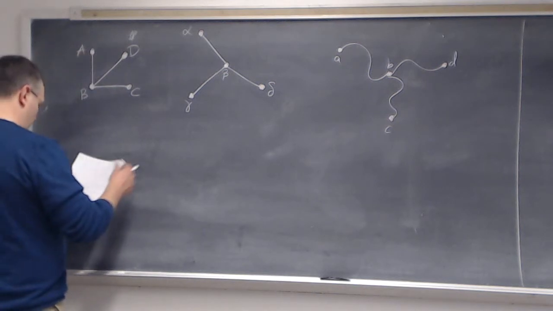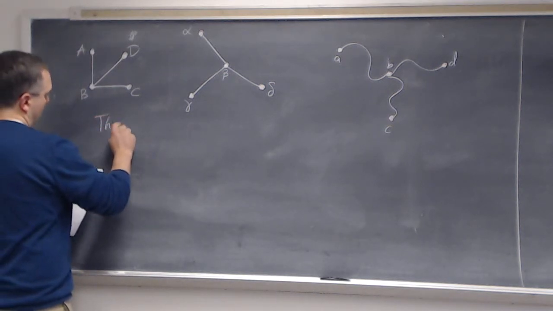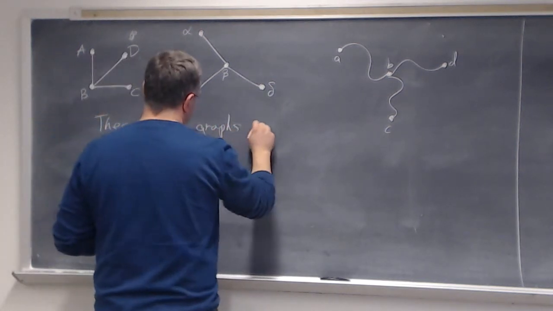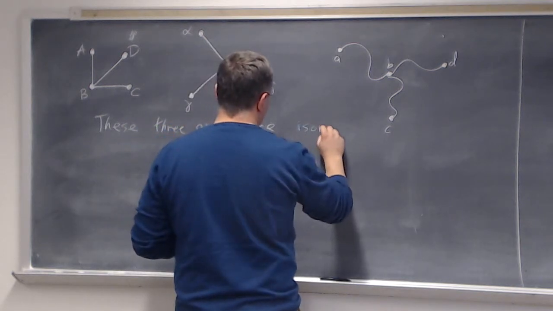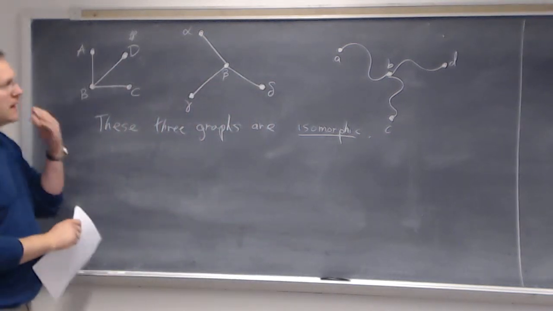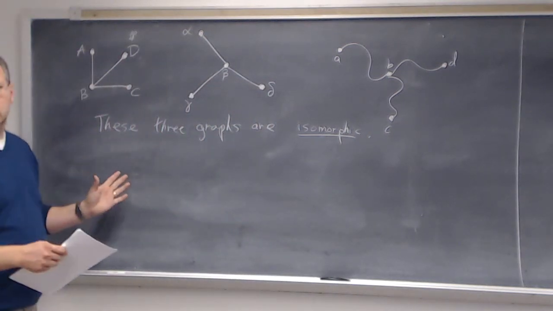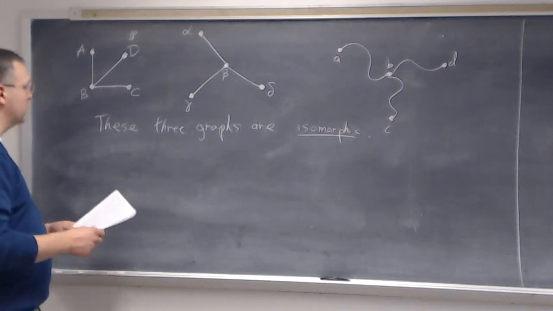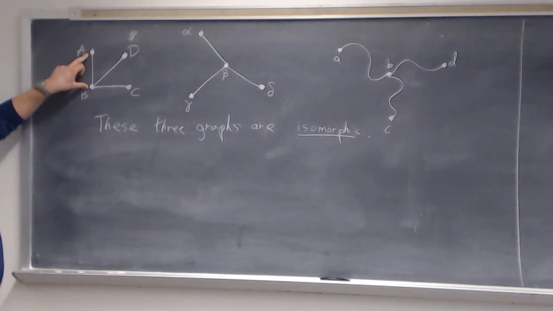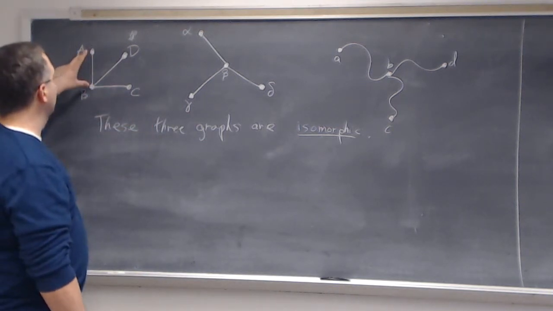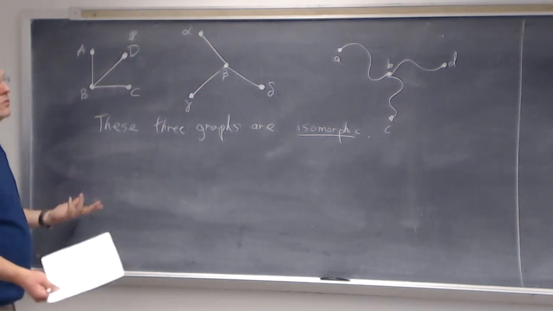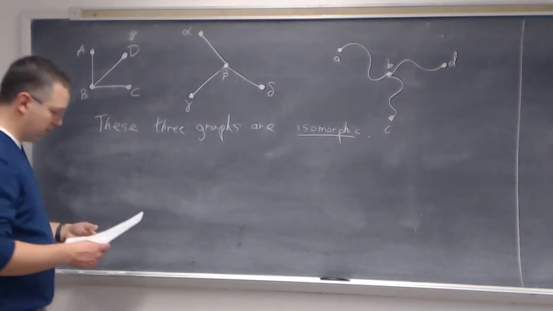So I might use that word for these three graphs: they are isomorphic. They have the same structure, but they look different the way I drew them. You can rename the edges, so you might say edge AB is just like edge alpha beta here. I relabeled and repositioned things, but they're essentially the same structure.